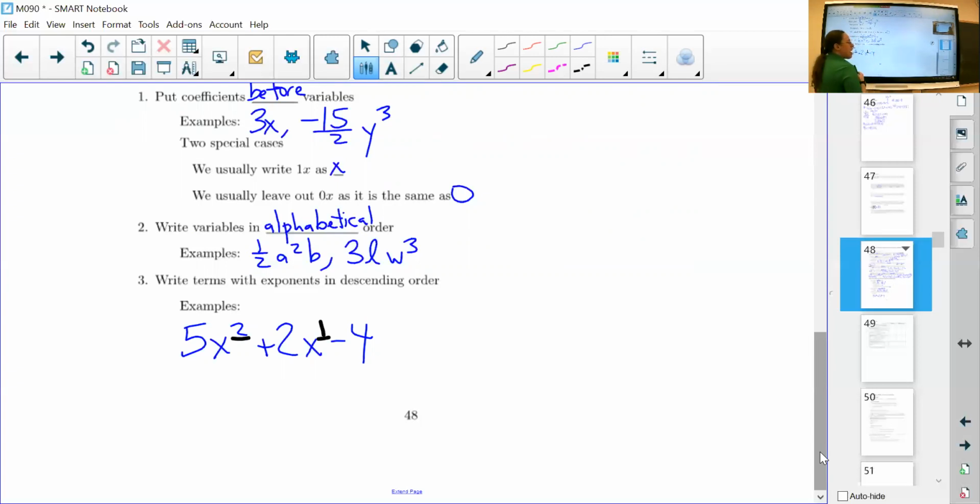And because a non-zero number to the 0 power is 1, I could call this x to the 0. 2, 1, 0.